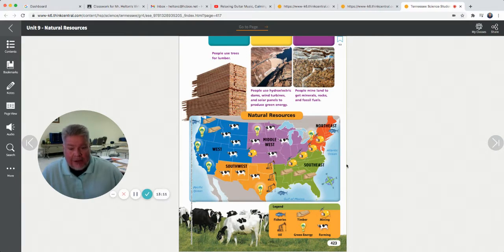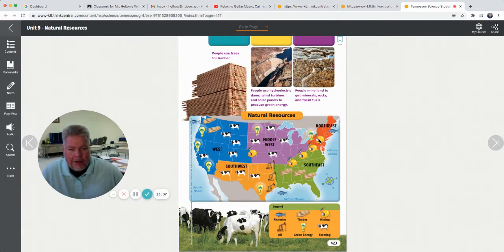However, we've got a lot of trees, don't we? There must not be as much lumber, timber farming as there is in some states below us, though. So take a look at our legend here. We've got fisheries. Fish is a natural resource. A lot of that along the northeast coast up here. Timber, that's where they're cutting down trees. Down here in the southeast and some up in the northwest.